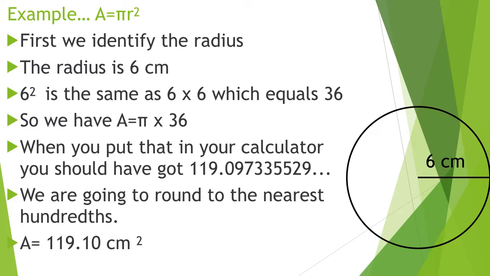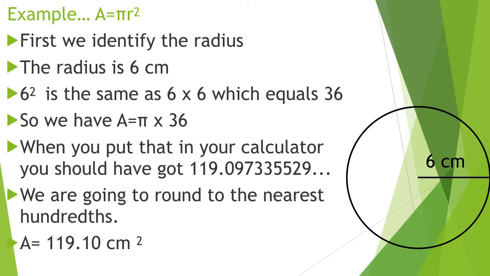In this circle, they're giving us the radius. The first thing that we need to find when we're looking for the area is the radius. The radius in this circle is 6. So we need 6 squared, which is the same as 6 times 6, which equals 36. So now we have area equals pi times 36.